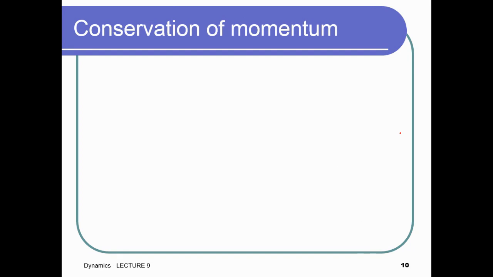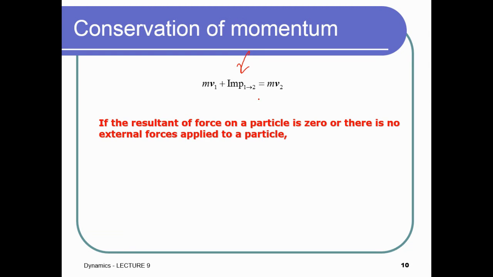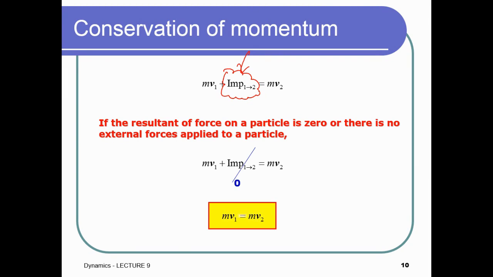What is the meaning of conservation of momentum? So before this, external forces were being applied to the particle. Now we say that if the resultant force on the particle is zero, meaning that there are no external forces being applied to the particle, then we can say that it's a conservation of momentum, where mv1 is equal to mv2. Momentum at point 1 and momentum at point 2 is conserved. This is in the case where, let's say, we are dropping a ball from one point to another point. Momentum is conserved.